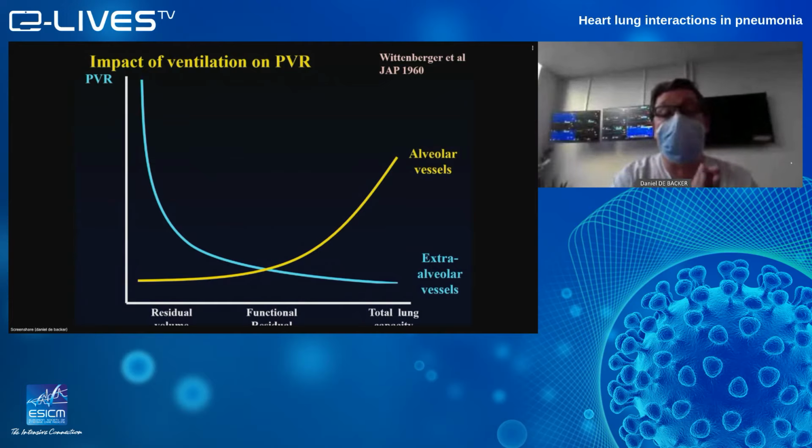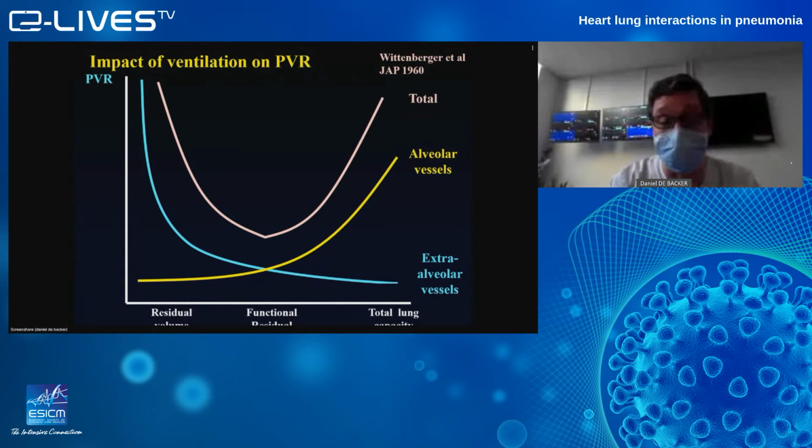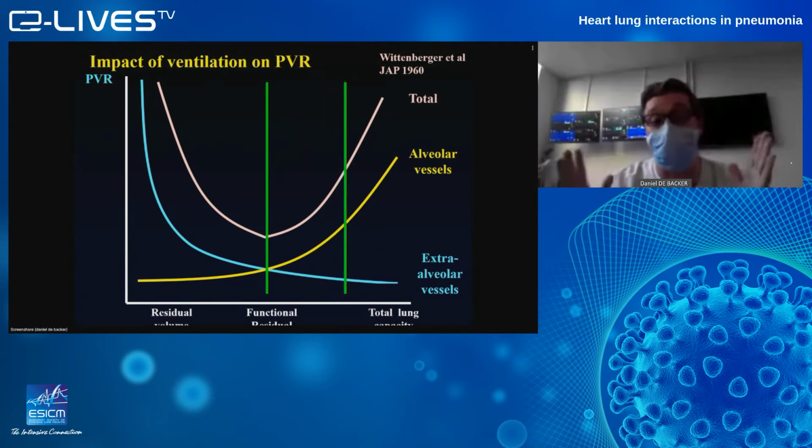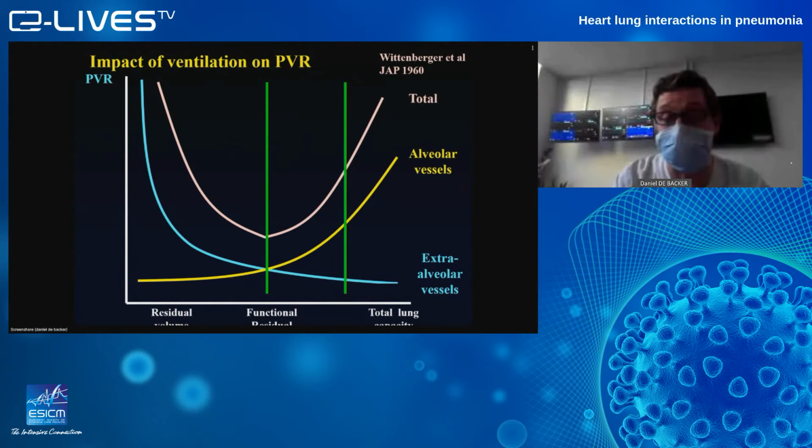So the sum, which is the resistance that the right ventricle is seeing, is like a U-curve with a minimal resistance at the level of the functional residual capacity. The issue is that we ventilate these patients, usually selecting the PEEP to have the best functional residual capacity, and so we will increase the resistance during ventilation. And of course, the higher the tidal volume, the higher the increase in resistance. As you can also see, the relationship is not really linear, it's more exponential, increasing even further with even higher tidal volumes.